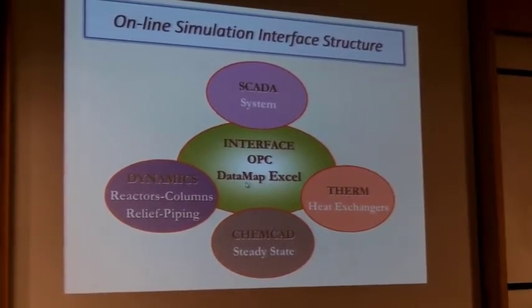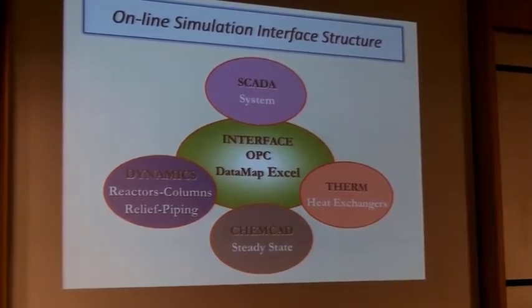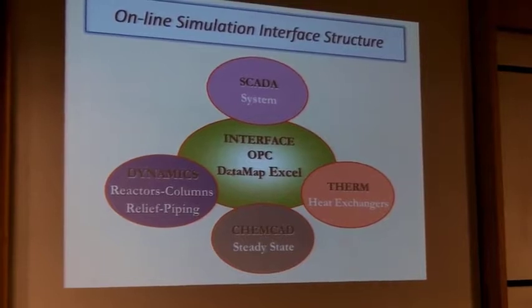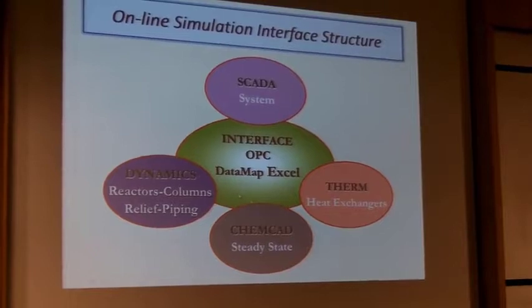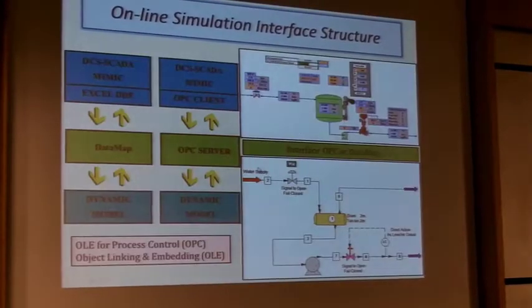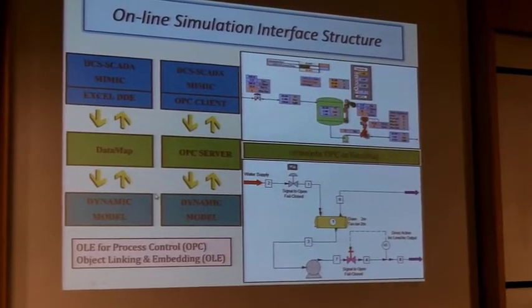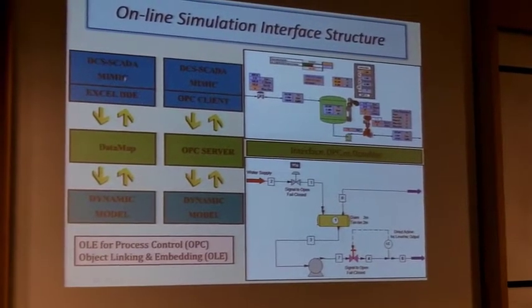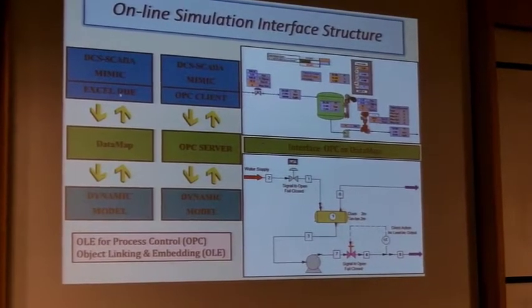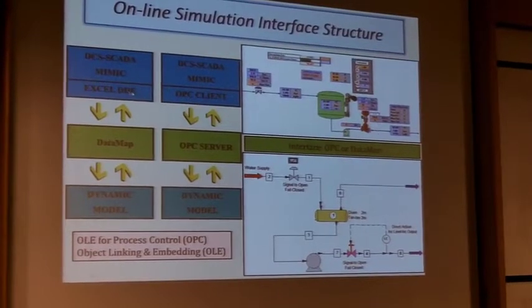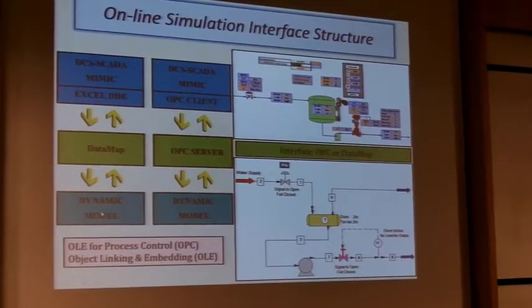Within the simulator, we have a data map facility which links directly to Excel, which is very powerful. It allows you to do various data exchanges. And then you have the structure of the simulator again. So what we're really talking about here is there's the DCS system. It can be connected by DDE, dynamic data exchange, through data maps to a dynamic model.